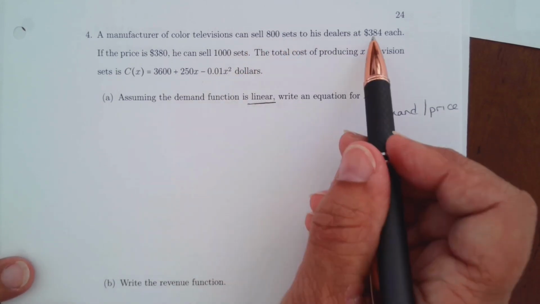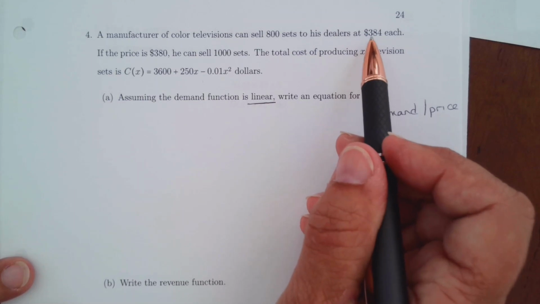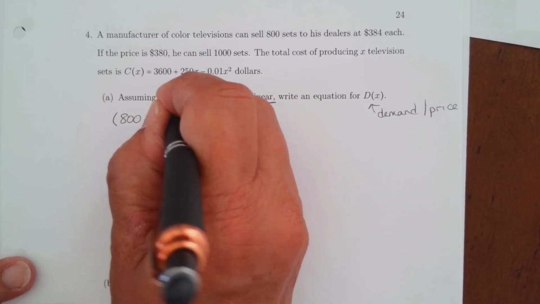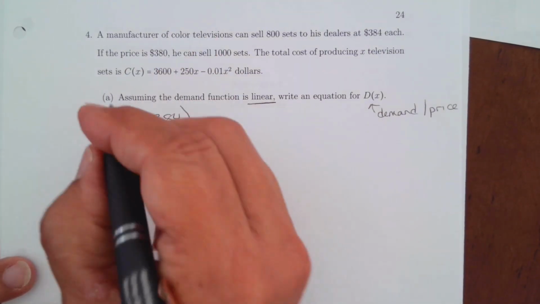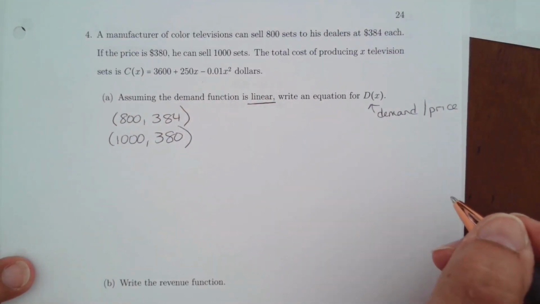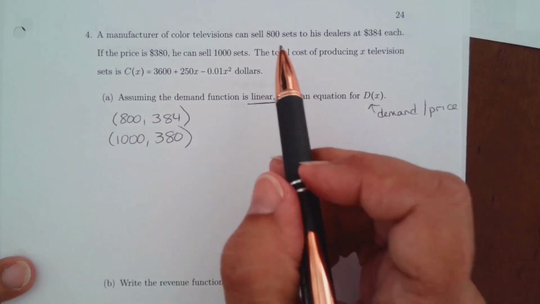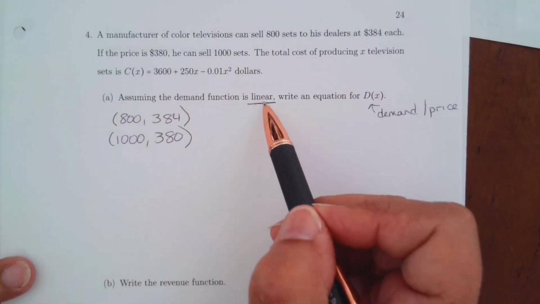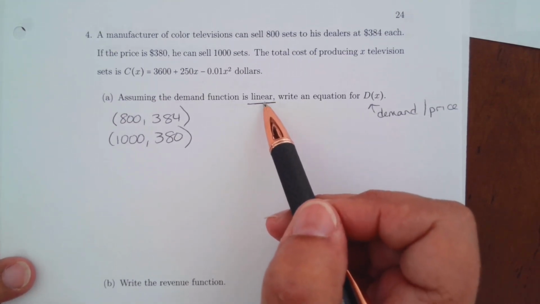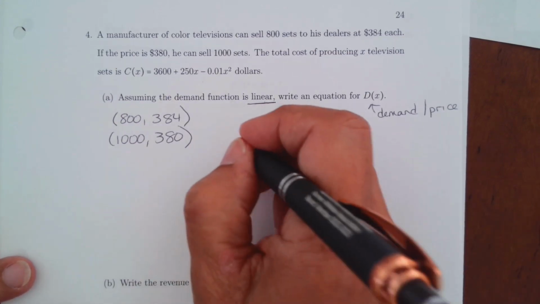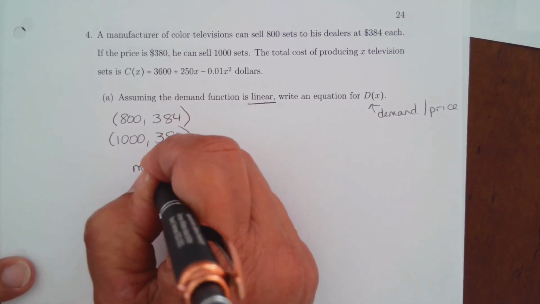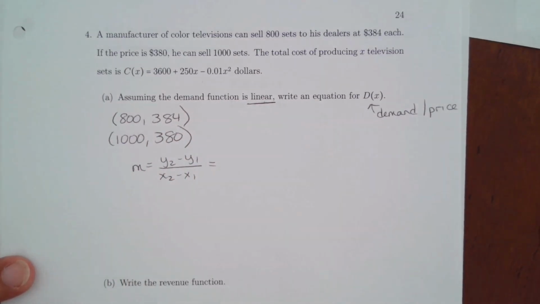If they sell 800 sets, that cost the manufacturer $384. If they sell 1,000 sets, it's $380. Okay? So notice they gave me that, and right there that's telling me I need to know what the slope is, and then I need an x and a y to put in my function. All right, so the first thing we're going to do is find m. Okay, remember that's y2 minus y1 over x2 minus x1, right? Same thing we did in the problem before.